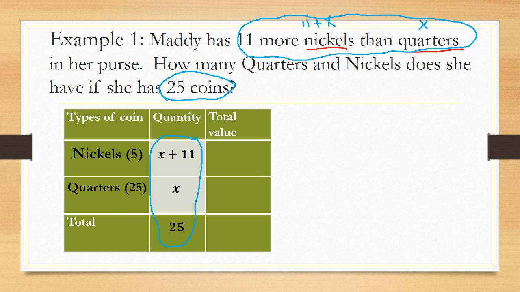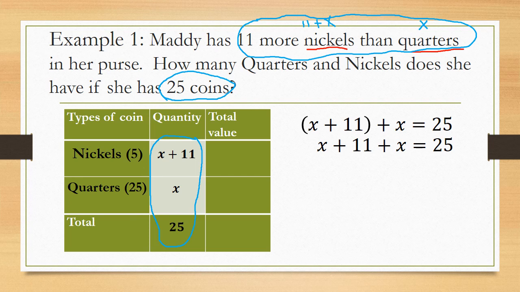So what I know is that the number of nickels plus the number of quarters is equal to 25, which allows me to write this. The number of nickels, which is X plus 11, plus the number of quarters, which is X, is supposed to be equal to 25. And this is the equation that I'm going to use to find the number of quarters. First, we're going to get rid of the parentheses since we're adding. And as you can see, we have like terms on the same side that we can combine together, which allows me to have 2X plus 11 equals 25.